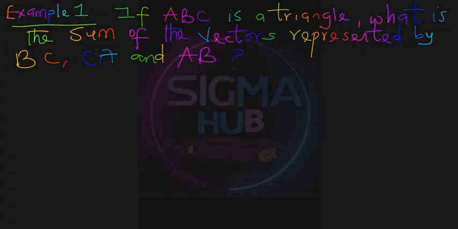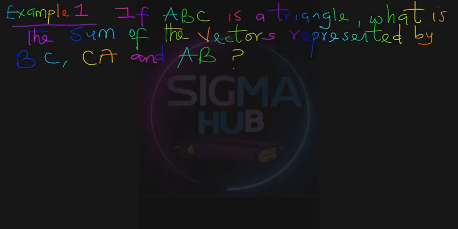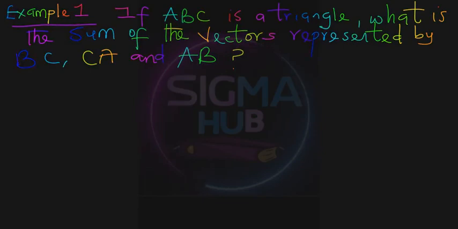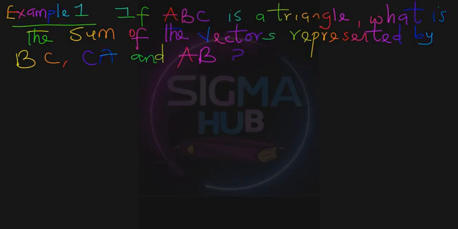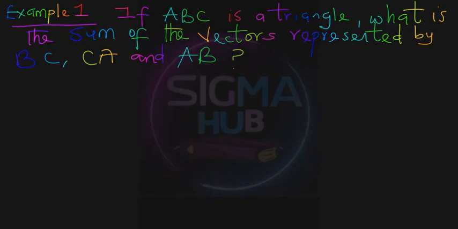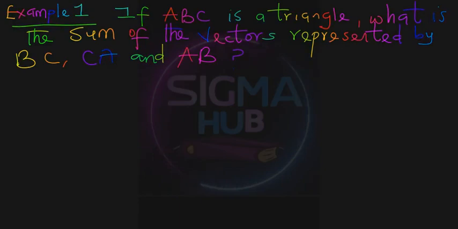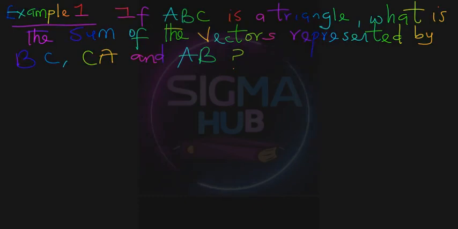Alright guys, we're going to be looking at some examples under the addition and the subtraction of vectors. The first example says that if ABC is a triangle, what is the sum of the vectors represented by BC, CA, and AB? Since it is said that ABC is a triangle, let's quickly produce triangle ABC.